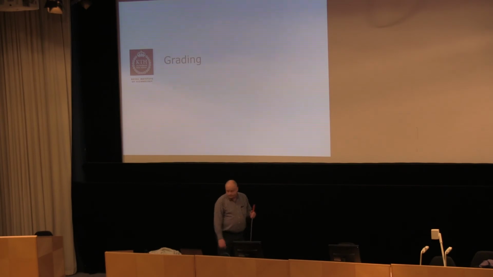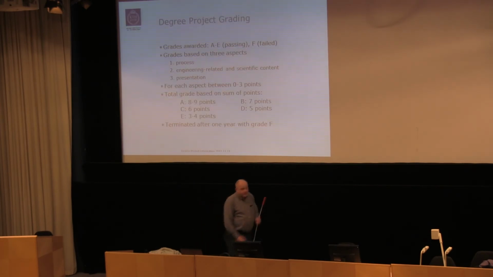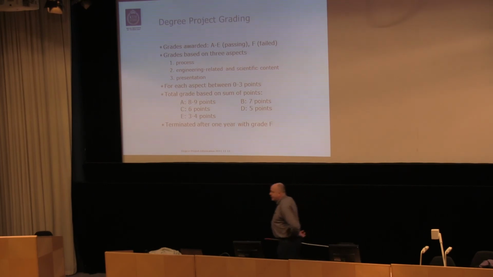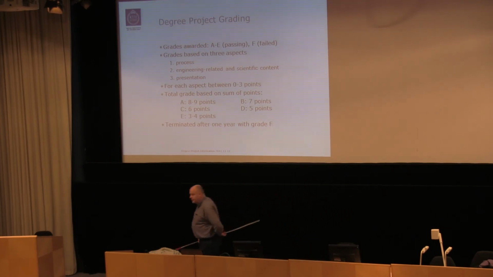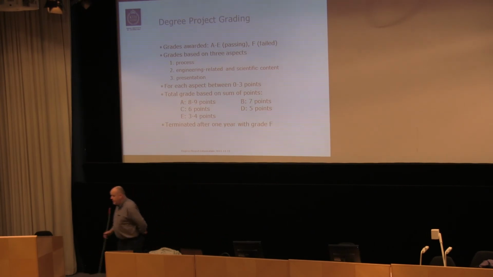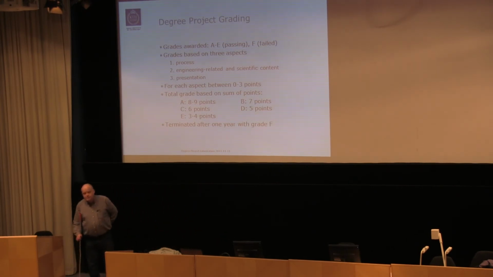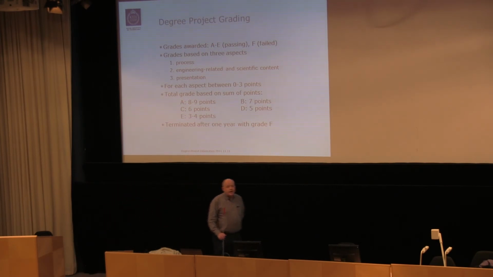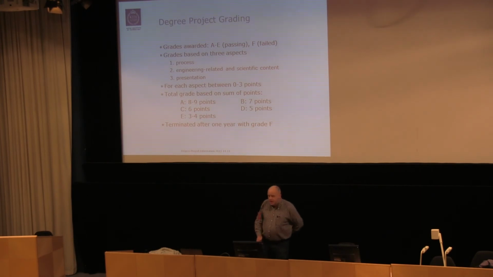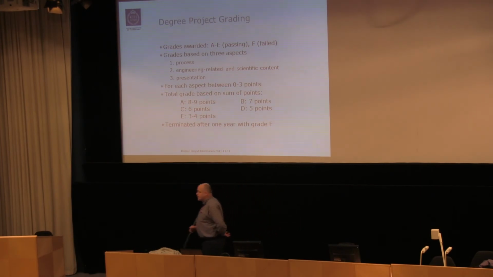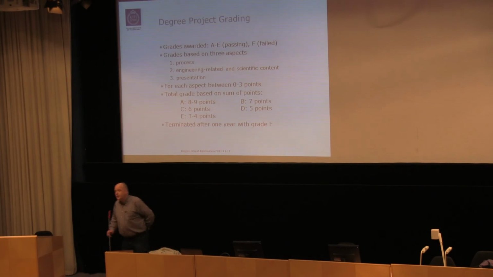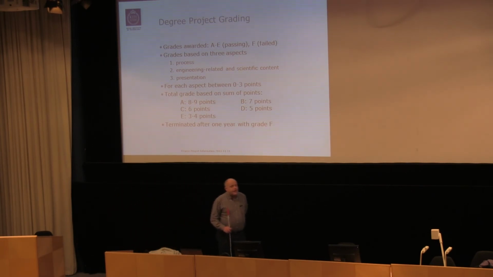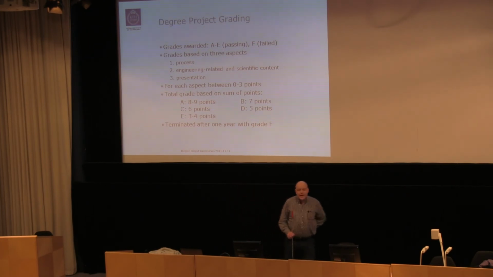How does the grading work? So there are 5 passing grades A to E and 1 failed grade F. And just to remind you what these grades actually mean, A means excellent, B means very good, C means good, D means satisfactory, and E means sufficient. What D and E are going to mean in context of a degree project, I'm going to talk a little bit later on. And the grades are actually based on 3 aspects.